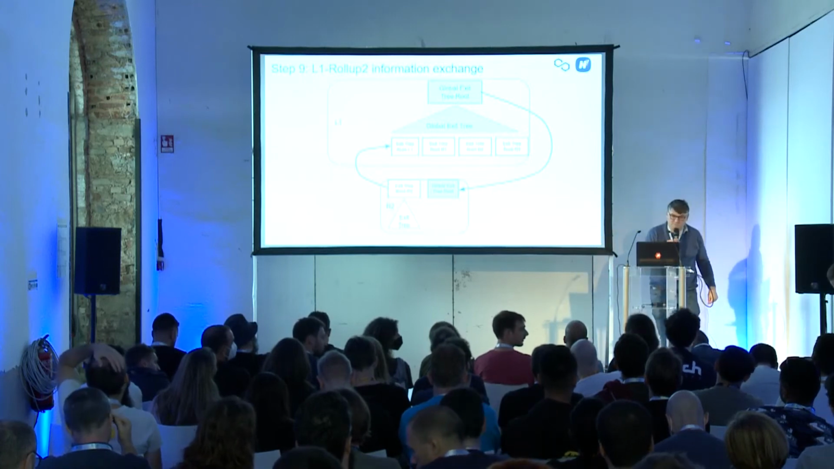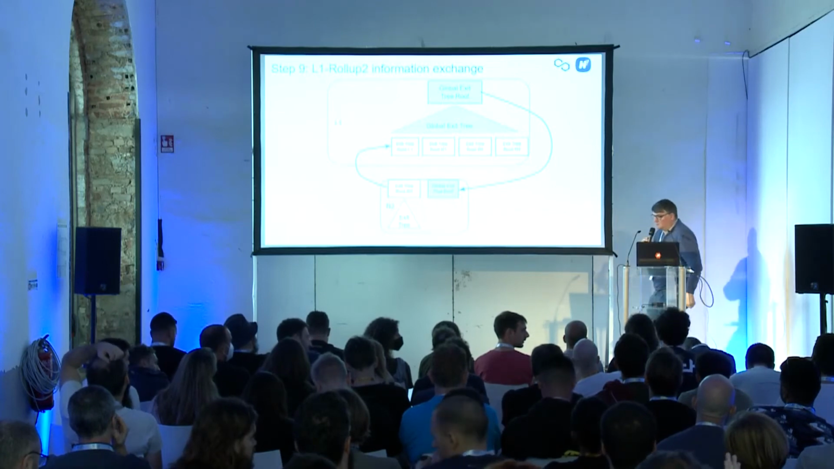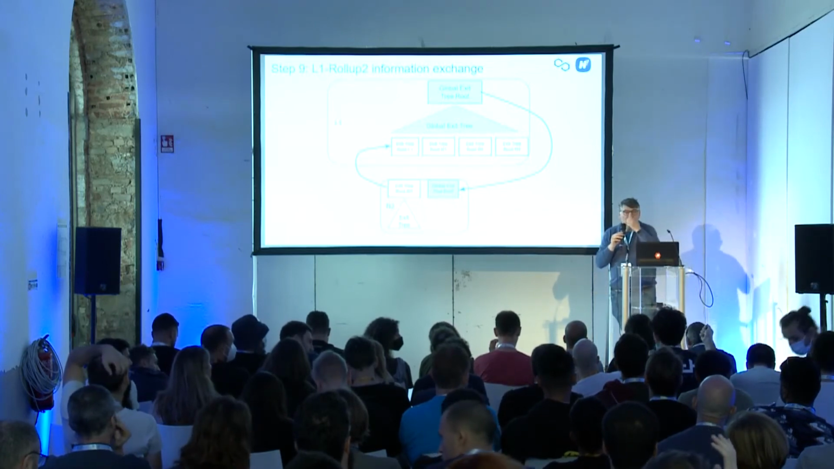Yeah, but my question is more about the Merkle proof parts, because as the tree grows, the calldata for you to actually submit this proof gets more expensive for the rollup.